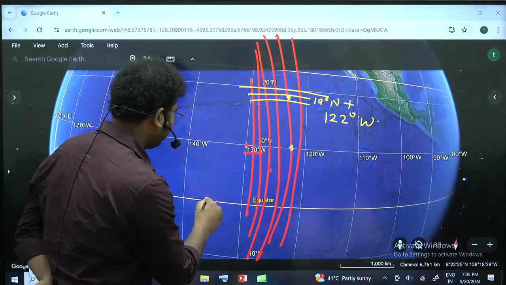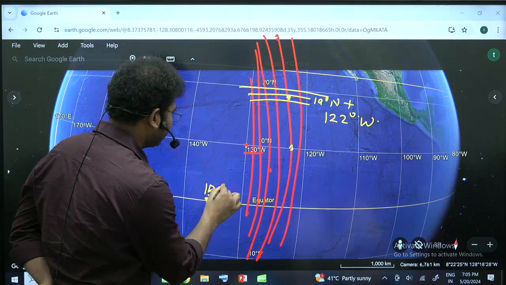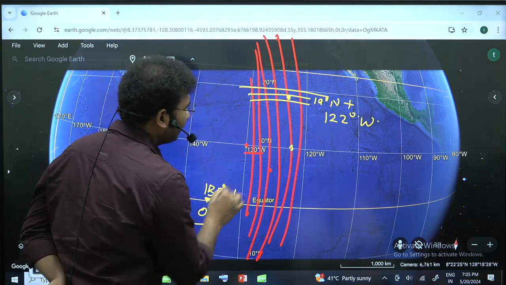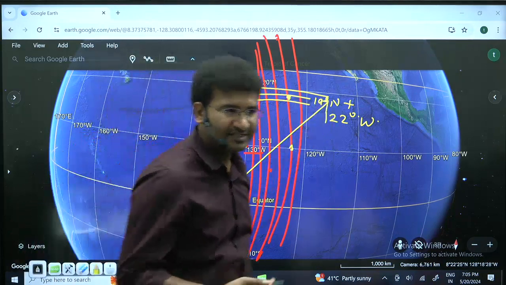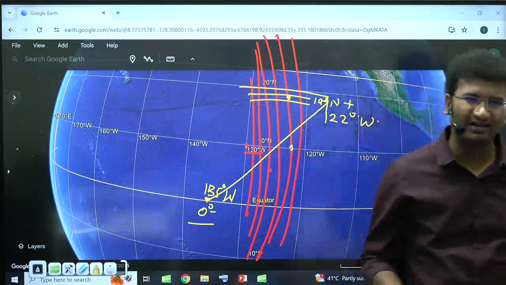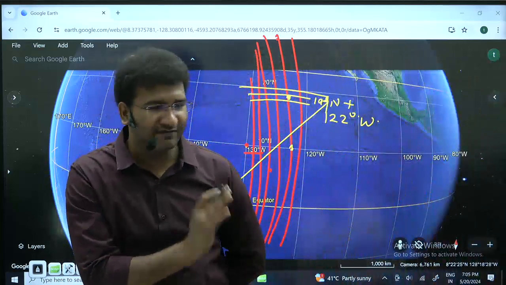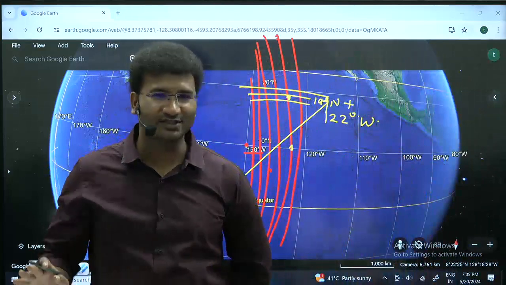And you are somewhere here, 135 degrees west with 0 degrees equator. From here to here, the positioning will be set. It will help you in the movement. This is what GPS is. Right? All the concepts of time and navigation work on latitudes and longitudes itself.